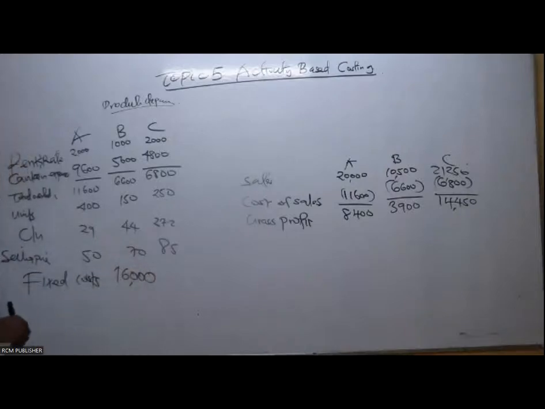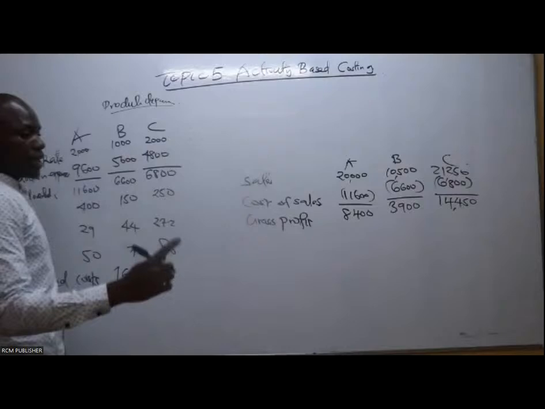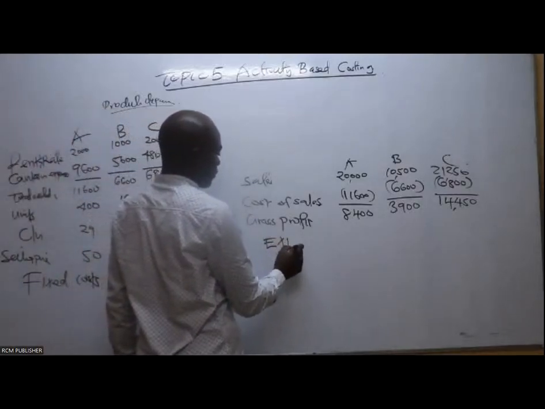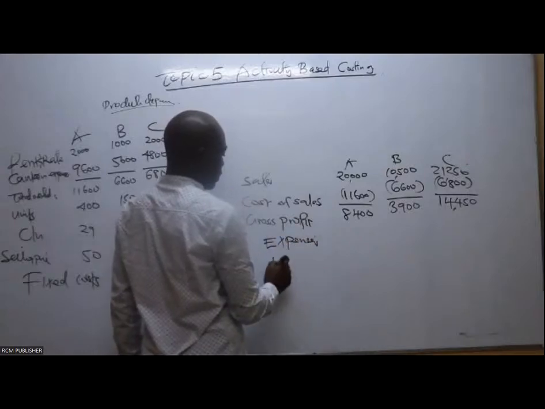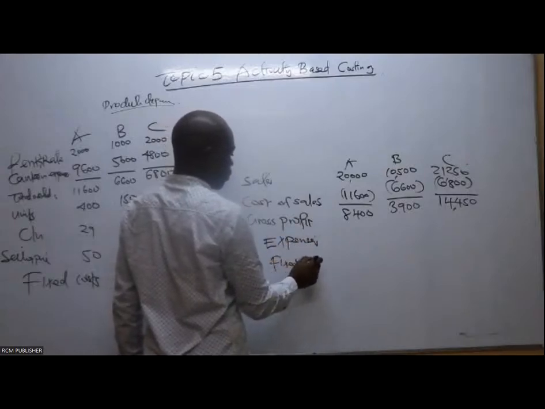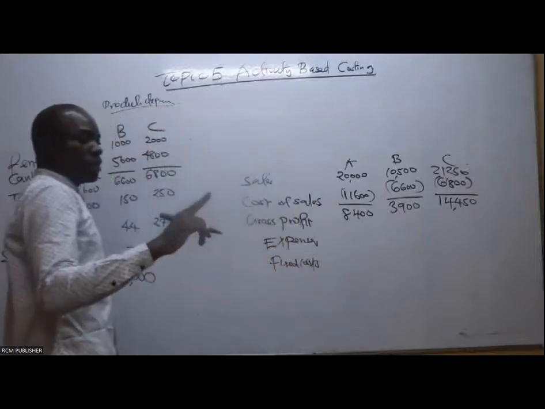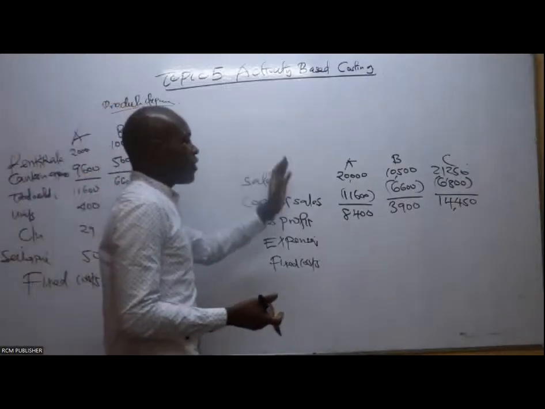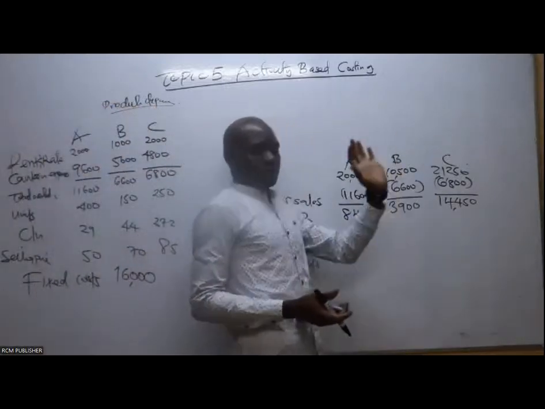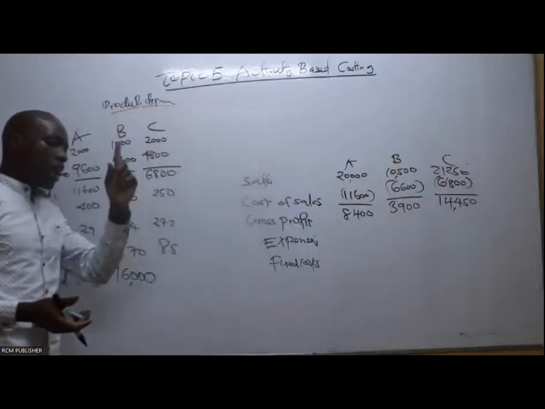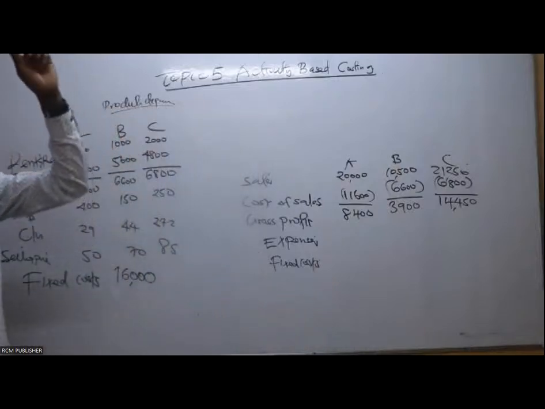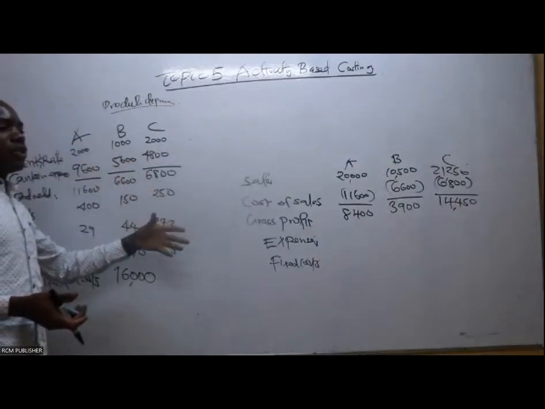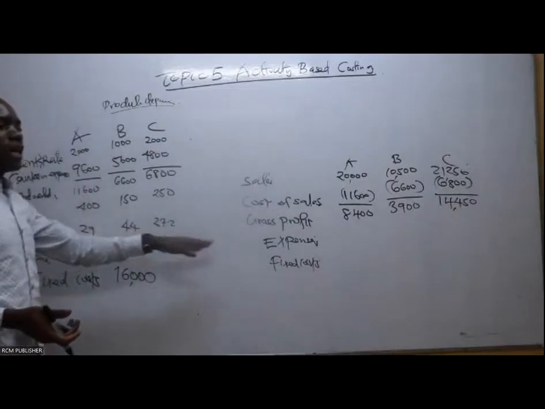The fixed cost for the entire organization is 16,000. So we now come to expenses. Let's say we have fixed costs. So what are we having? We are having 16,000 for the entire organization. How are we going to share that to these departments? Then they tell you additional information number 5. Because all that we've done here will be explained in the additional information.